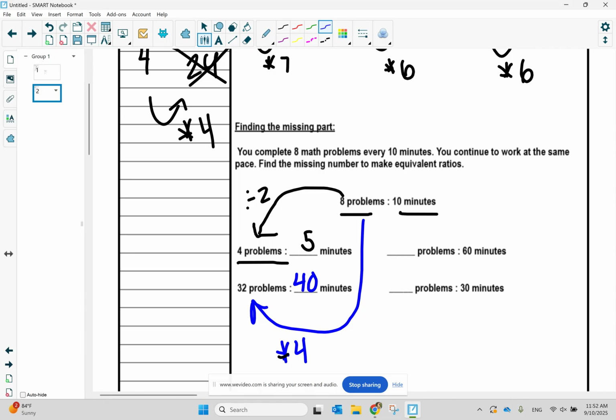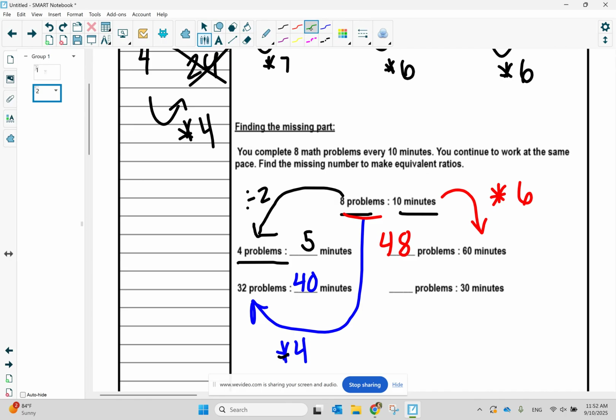Okay. Same idea for this next part, except for now we're missing the number of problems and we're given the number of minutes. So if I'm going from 10 minutes, I wanted that to be a different color. Hang on. If I want to go from 10 minutes to 60 minutes, I have to multiply times 6. So I'd have to do the same thing to the number of problems, and 8 times 6 is 48.